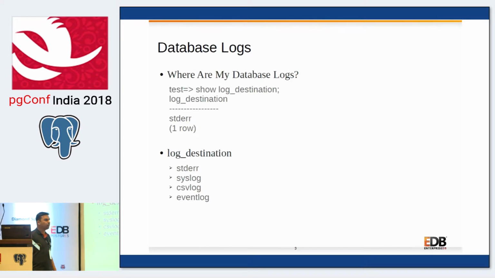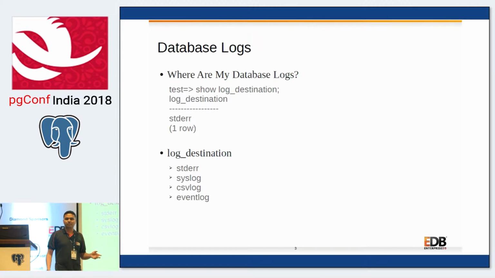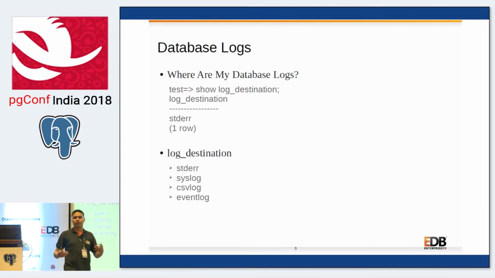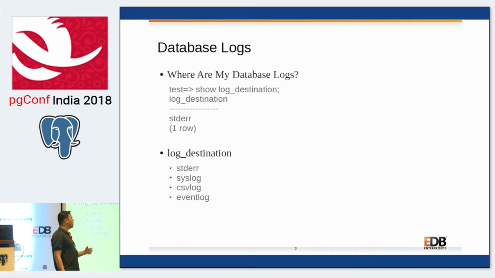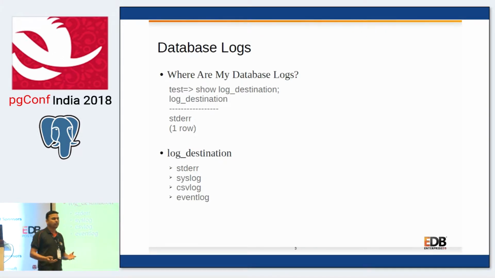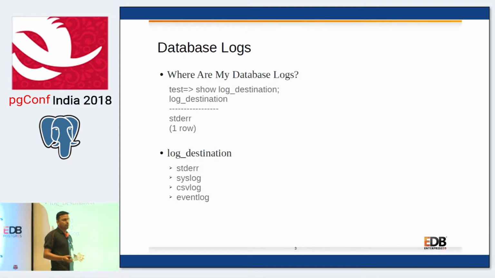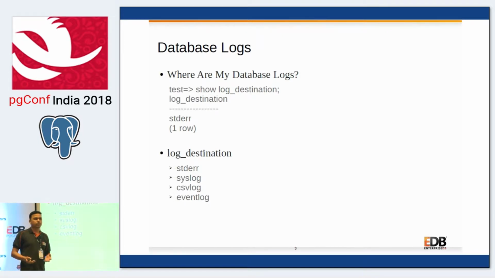So let's start. Where are my database logs? This is a very basic question, something that comes to the mind of someone who is very new to Postgres. For them, it's very simple to locate. There are some parameters associated with the log files in Postgres, and all we have to do is run the SHOW command and check the settings of those parameters.